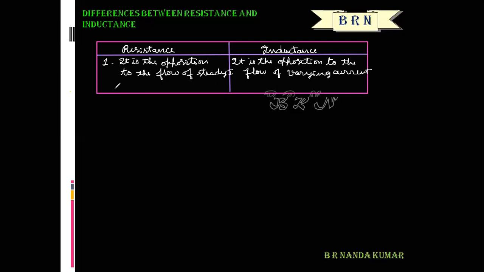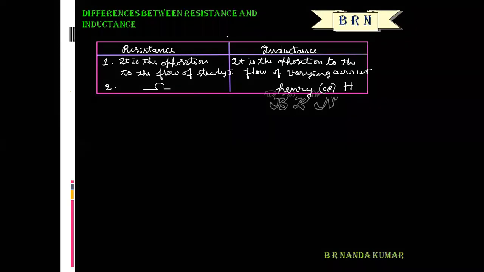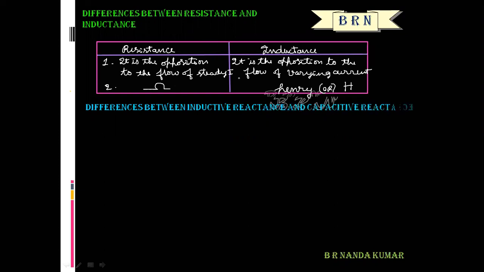Resistance is measured in terms of ohm. Inductance is measured in terms of Henry, symbolically represented by capital H. So these are the differences between resistance and inductance. Resistance is the opposition to the flow of steady current. Inductance is the opposition to the flow of varying current. Resistance is measured in ohm. Inductance is measured in Henry.